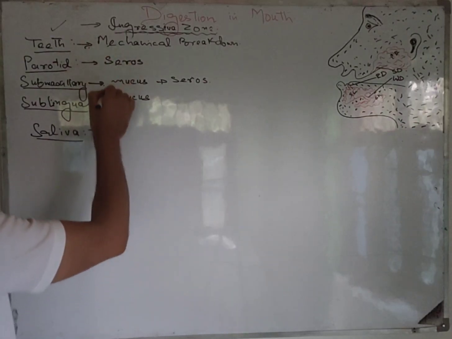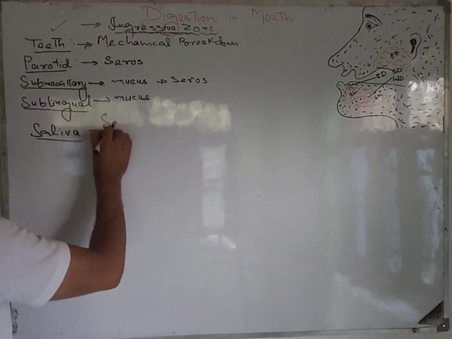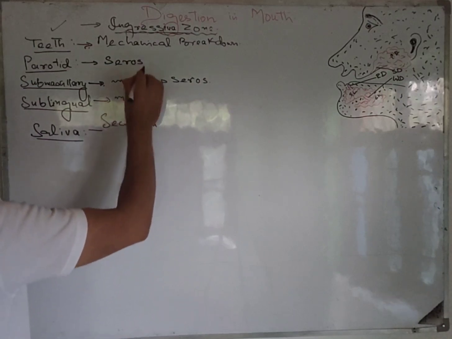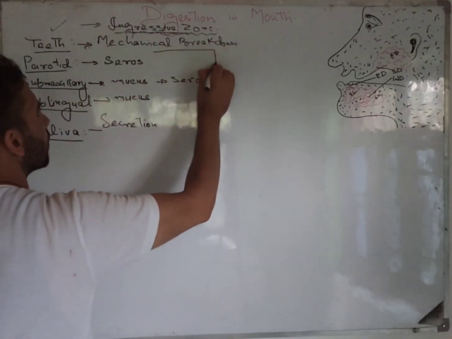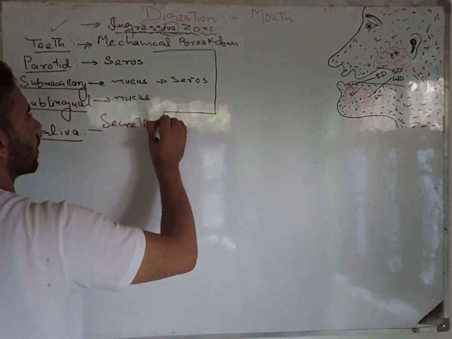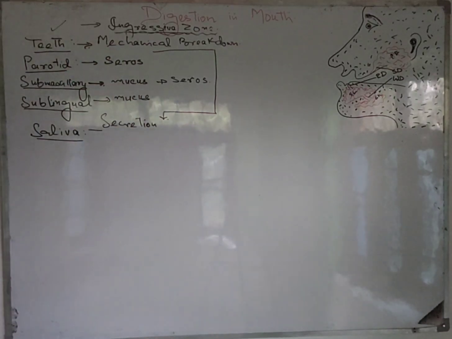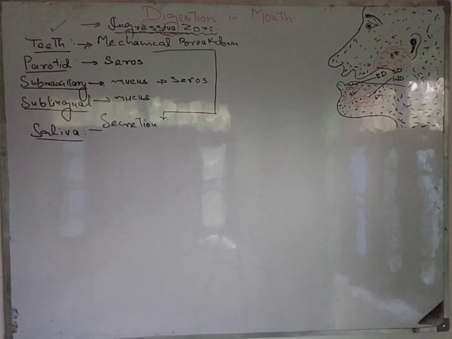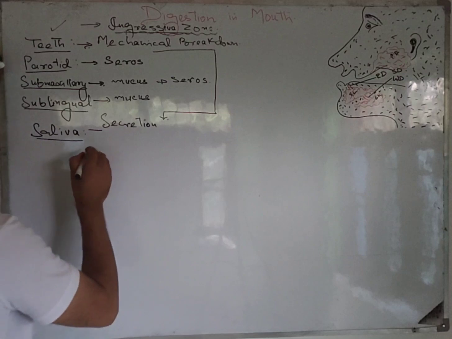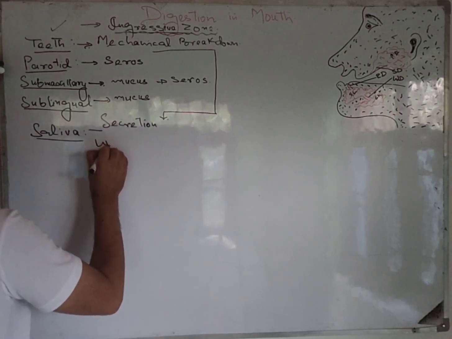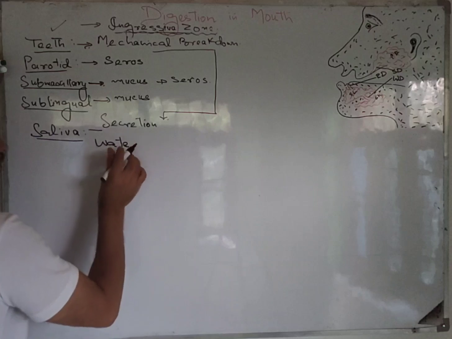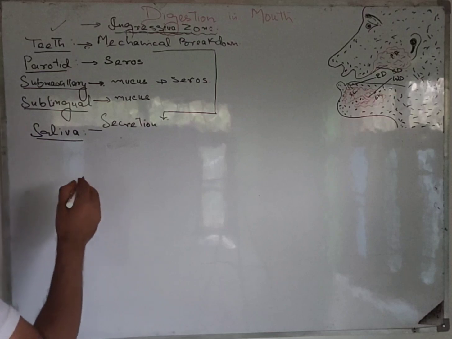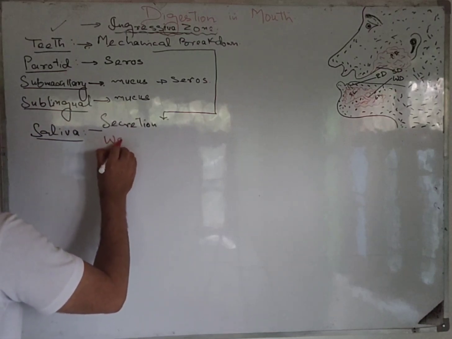What is saliva? It is the watery secretion of all these three types of glands, isn't it? Now, if we look at the composition of the saliva, we can easily find that it mostly consists of water.